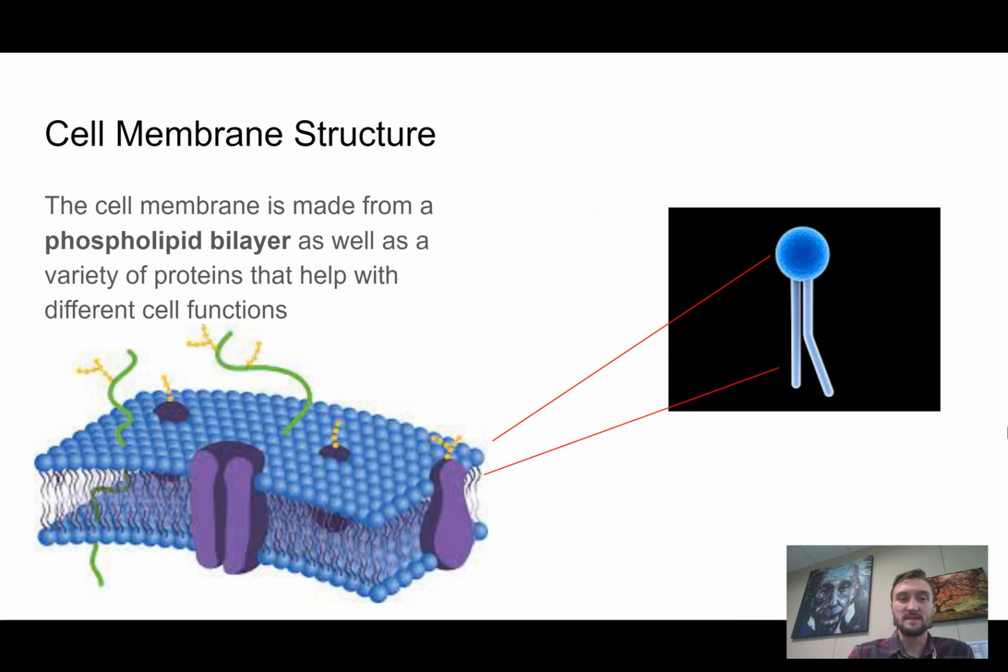So here's a little bit more detail about our cell membrane structure. We just went over our bilayer and the phospholipids that make it up. However, there are also these other proteins that we talked about. These proteins are there as well. They serve a variety of different functions. We're going to be seeing a couple examples of them in the rest of the video today.